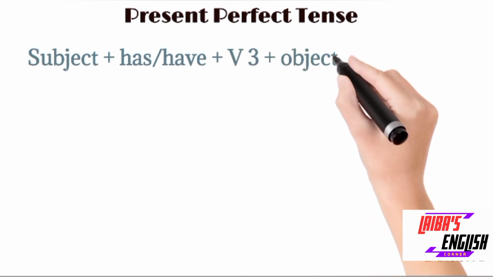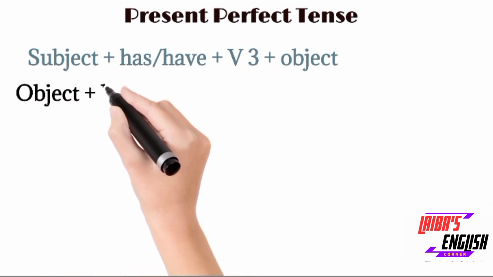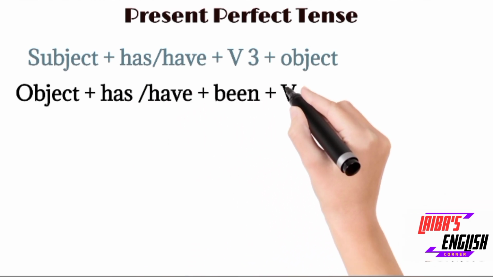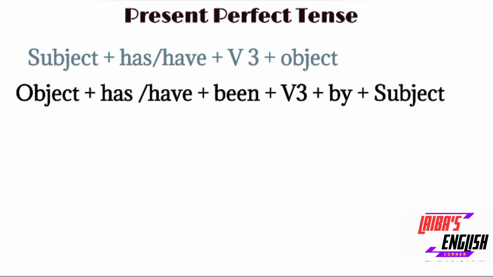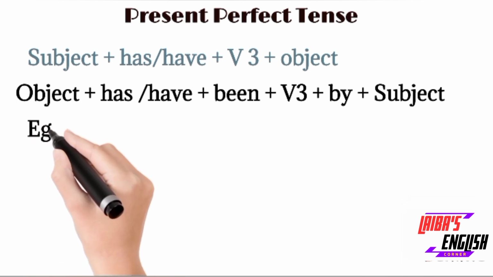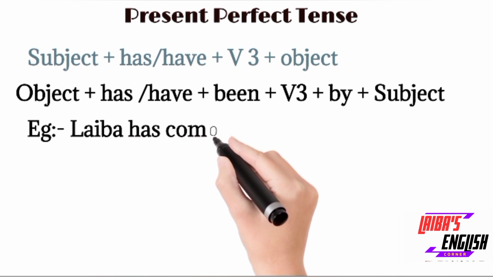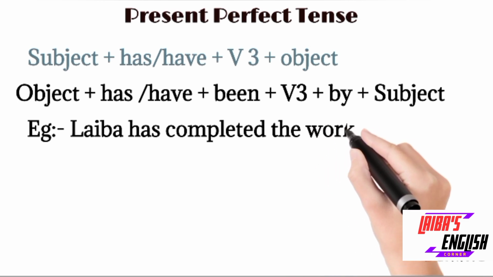Now, the present perfect tense. For the present perfect tense, basically we have the structure of subject, then we will use has and have, has with singulars, have with plurals, plus third form of verb plus an object. Something remains same, that third form of verb is already used, we will not change the form of verb. So the sentence of passive will be like that: object plus has and have plus been plus third form of verb plus by plus subject. One thing which is changed here, that we are going to use "been" here. We use "being" in the continuous, and in the simple present we don't use anything except "by".